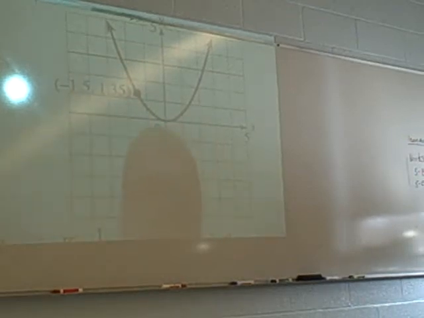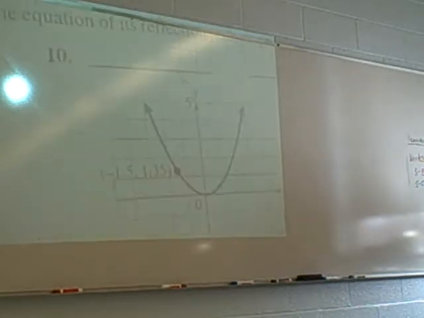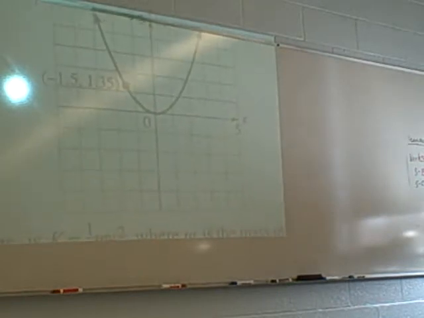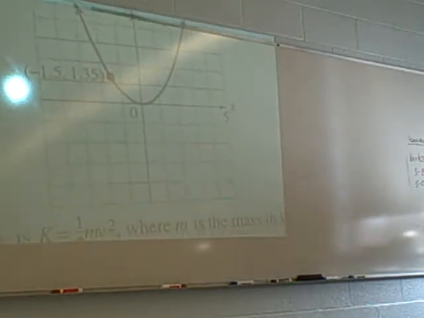I'm just going to have y equals ax squared. So I know that it's symmetrical. I know that the reflective point is going to be at what? 1.5 and 1.35? Okay? But the only thing I don't know about this is how wide it is. And I can figure that out by just plugging in.